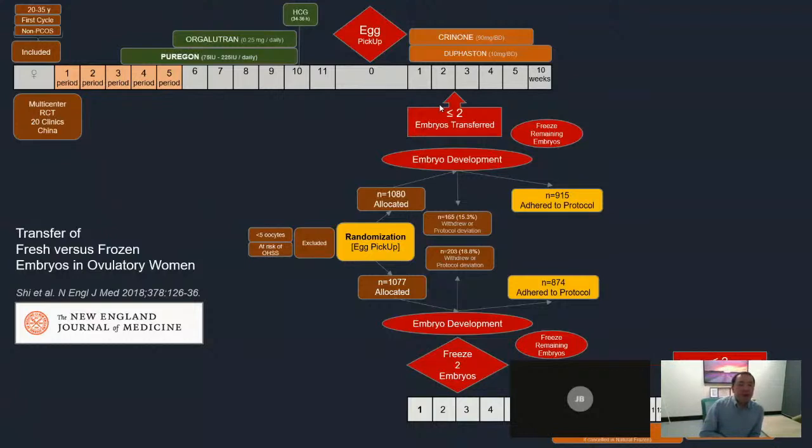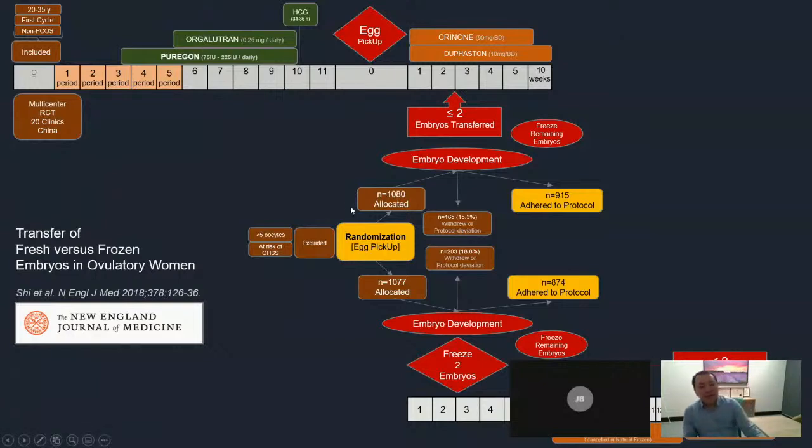Okay, next, out of 1,080 patients in the fresh transfer group, 915 were adherent to the protocol, which means they managed to complete the protocol. They were allocated to fresh and they completed the treatment. So 15% of patients out of 1,080 withdrew from the study or had a protocol deviation. Withdrew means they just didn't complete the study, or they actually changed their plan. They were allocated to fresh transfer, but they decided to do frozen transfer and requested to freeze their embryos.